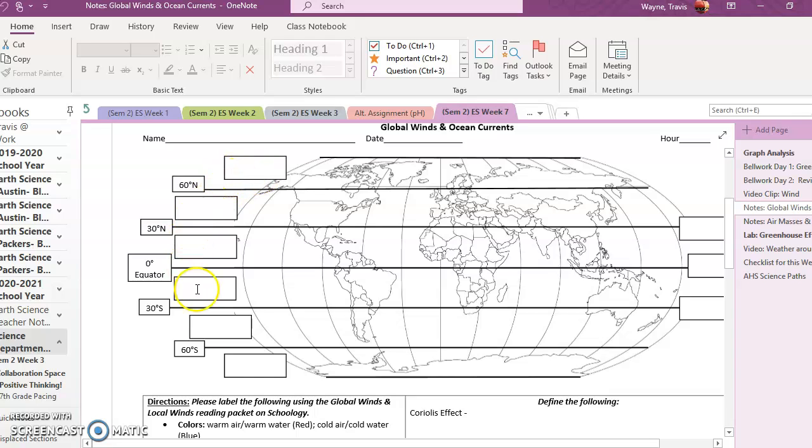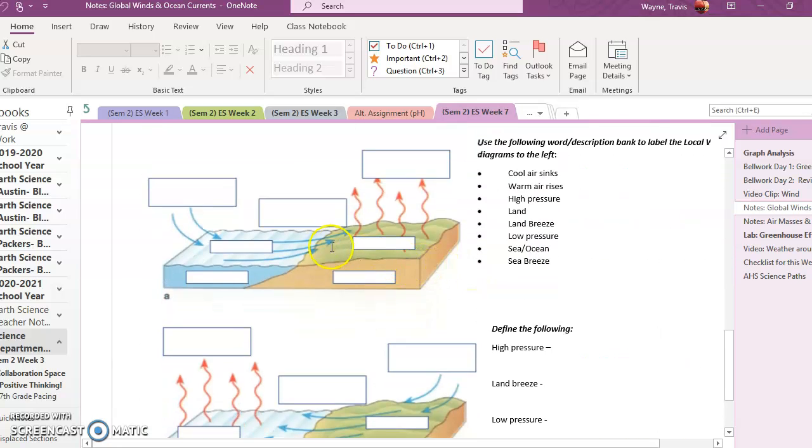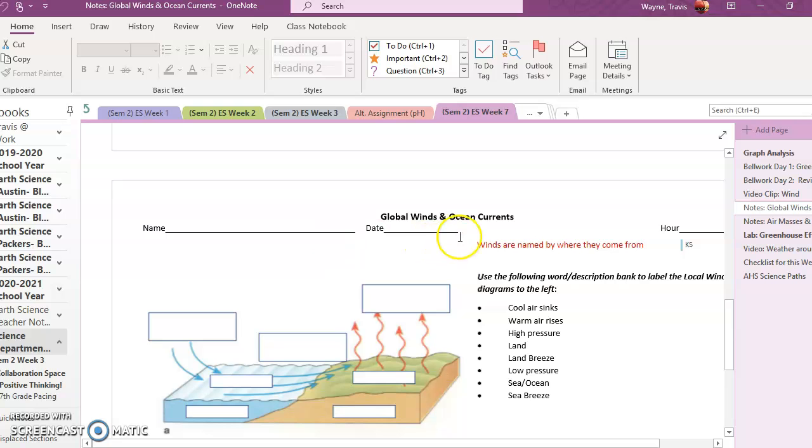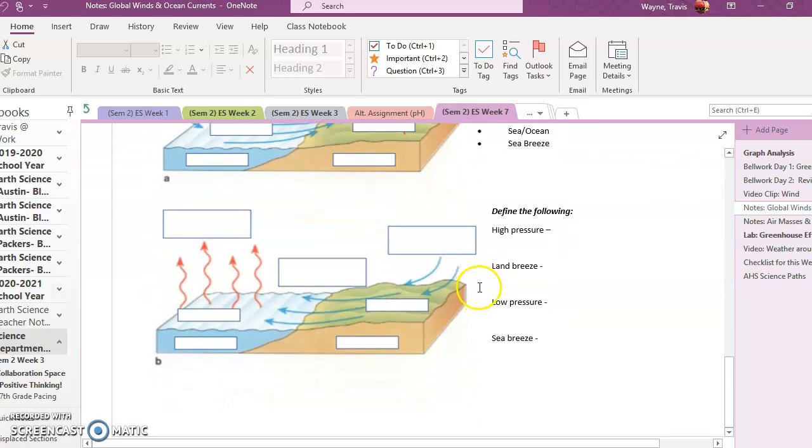There's going to be a couple parts that we're filling in, which is going to involve the different ocean currents, or in this case, your air masses, and then 3 other specific air masses that occur at the equator and at 30 degrees north and 30 degrees south. Some terminology we'll be filling in, and then there's some questions talking about a sea breeze and a land breeze.